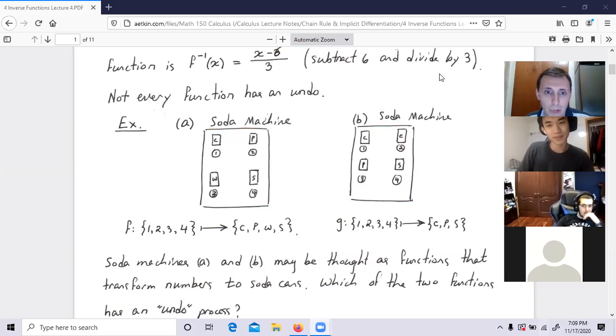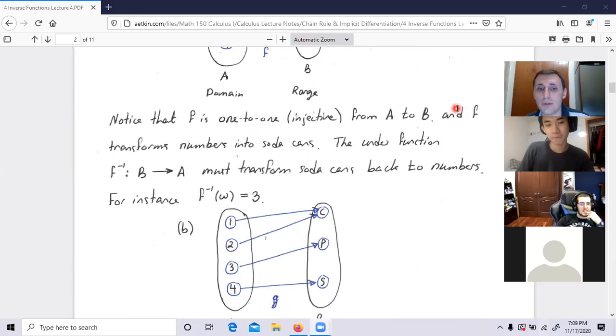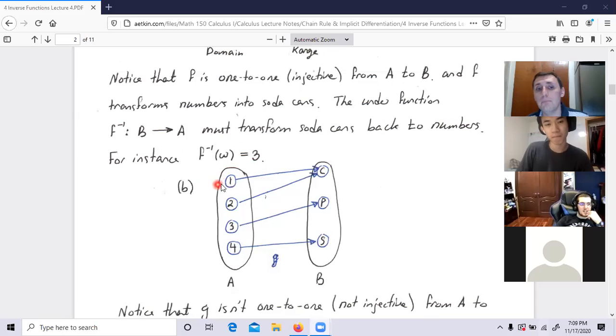Okay, Rafid, wonderful. You say no. Do you all see, guys, that the answer is no? Because what's the picture for B? 1 and 2 are mapped to the same thing. So when I start with C, where do I map it? To 1 or to 2? I cannot recover what was the input that produced C. Good. With the others, I can recover them, but not with Coca-Cola.